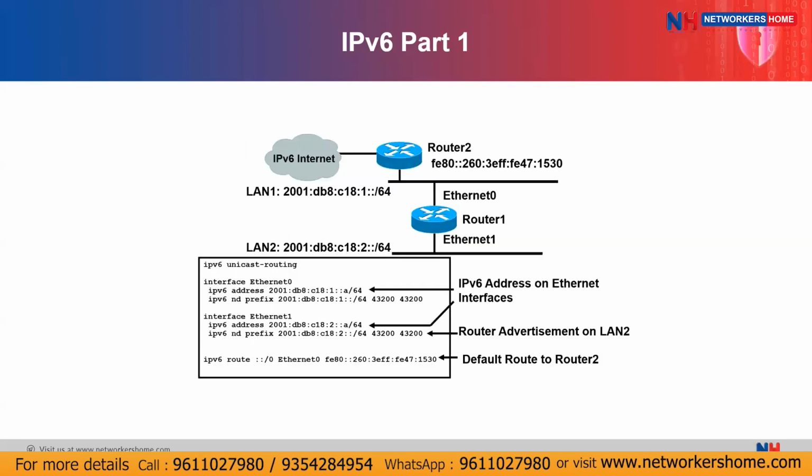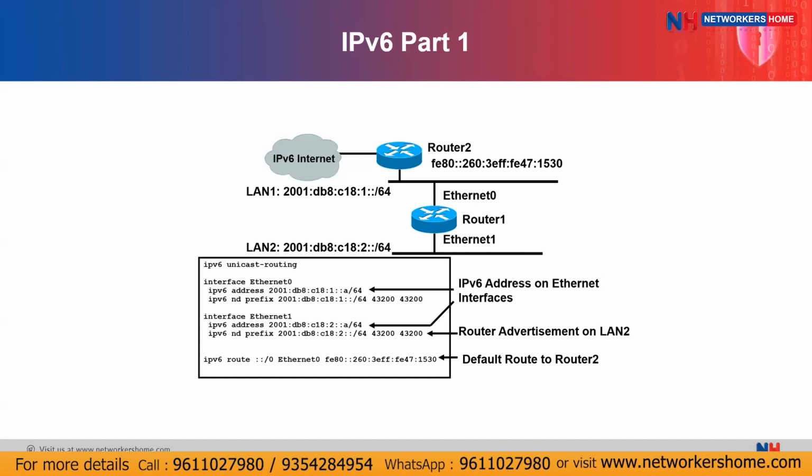Now here you can see that IP version 6 remains disabled by default. So the first command we need to execute is ipv6 unicast-routing. Then in the interface, for the addresses we assign, the syntax is ipv6 address, followed by the 2001 prefix. Right now we are following this. Then here we have used DB8:C181:1.